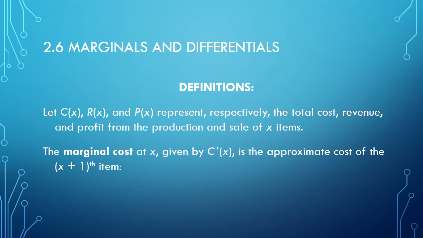So if x is 100, what you would do is take the derivative of the function, leaving x in. Once you get the derivative of the cost function, you would put in 100, and that would tell you how much it's going to cost you to make one more, to make the 101st item.